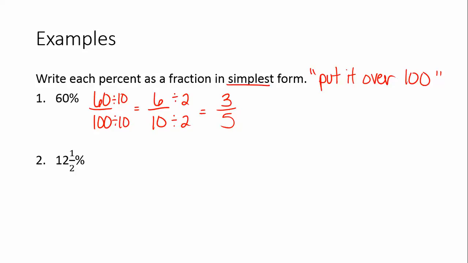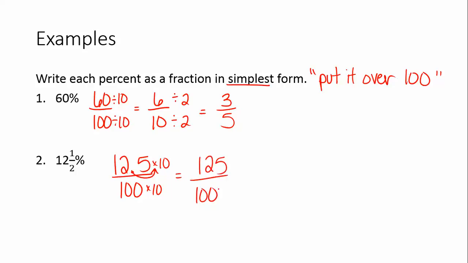12.5. So we can't have a decimal in a fraction. So instead of writing 12.5, we're going to write 12.5 over 100. And we're going to get the decimal out by multiplying the top and the bottom by 10. That's going to move the decimal place one spot to the right. So now we have 125 over 1,000.